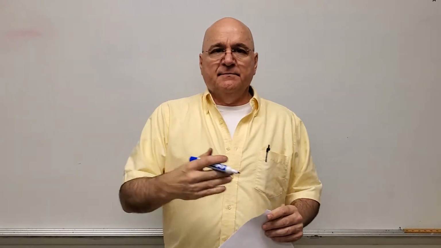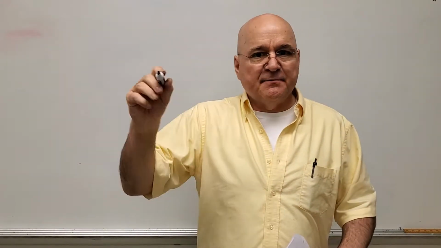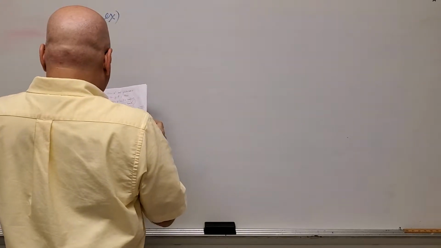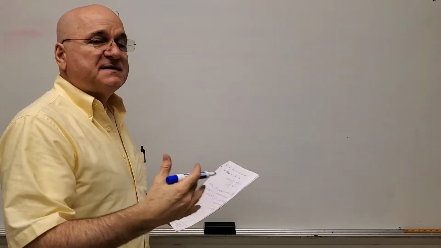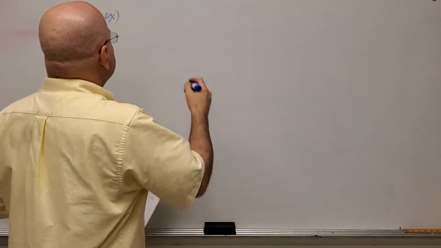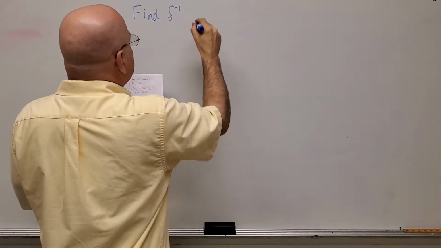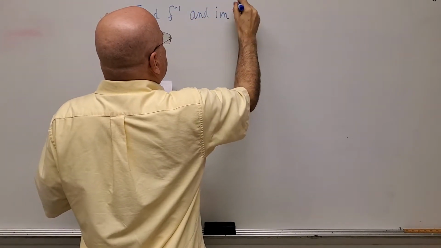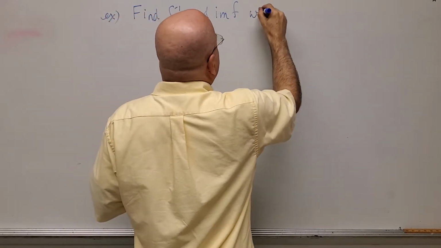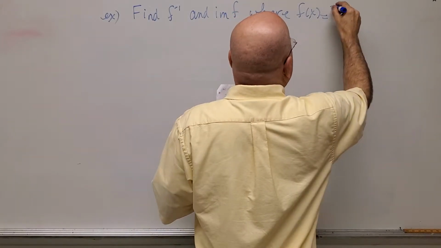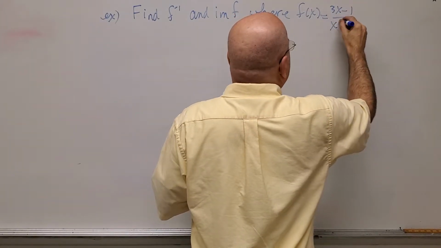In the next example, I'd mentioned earlier that sometimes finding the image of a function is very difficult. You can list out a bunch of points, but it might be difficult to get the entire set. In this example, we are required to find f inverse. I'm sorry, the image of f, but it's going to be easier to find the inverse first. And I'll explain why. Find f inverse and the image of f, where f of x is equal to 3x minus 1 over x plus 1.